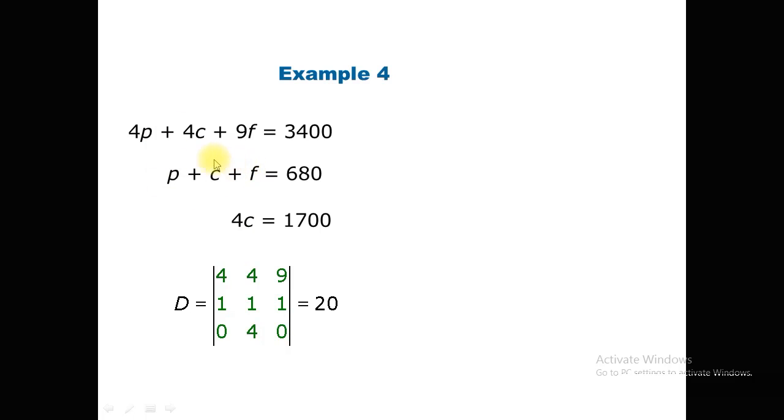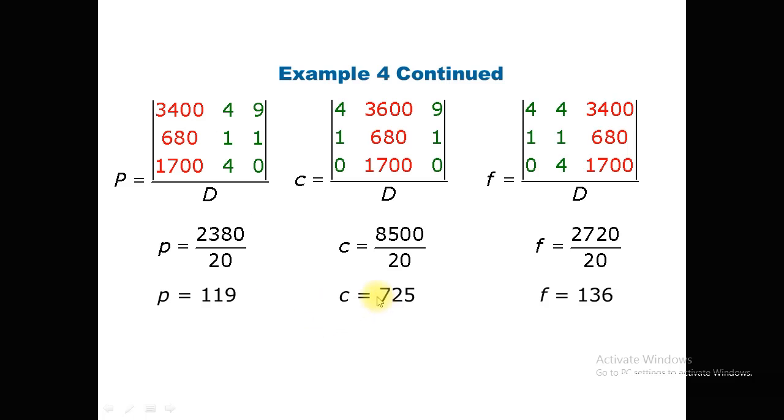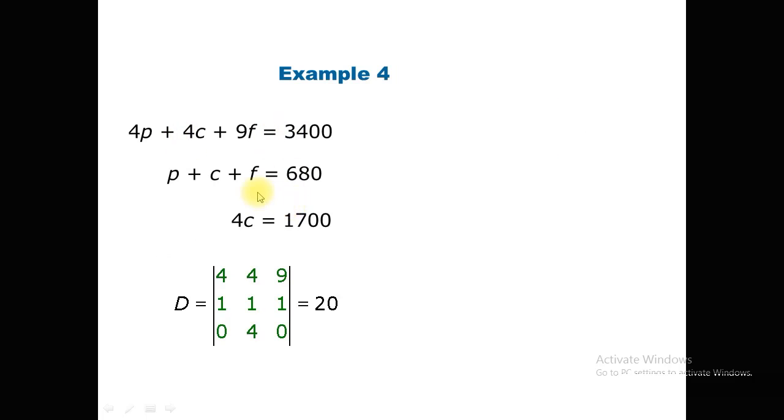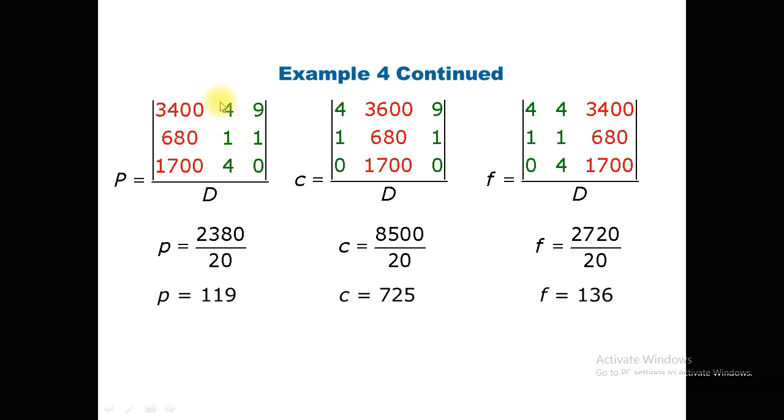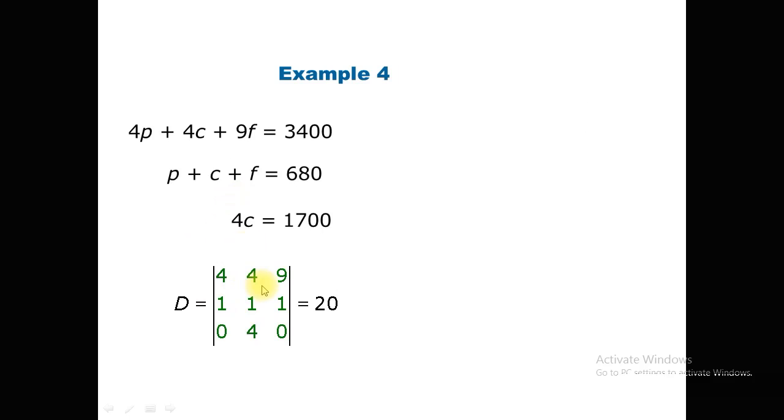Dear students, in this system the unknowns are p, c, and f. So to find the determinant of this coefficient matrix by using the previous method or the cofactor expansion method, we obtain the determinant is 20. Now to find the value of p, replace the first column of the coefficient matrix by the constants on the right hand side of the system, find this new determinant, and divide its value by d. D is the determinant of the coefficient matrix.